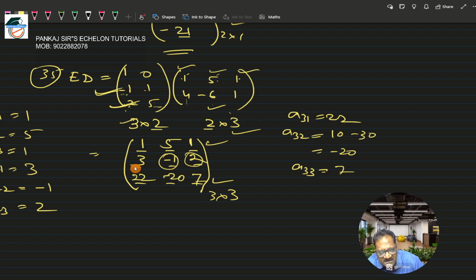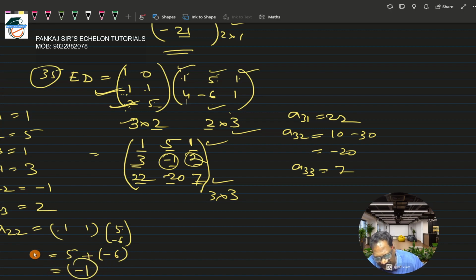Now what is this position? It is second row, second column. So A22 we'll have to check. And this is second row, third column. So A23 we'll have to check. Okay, let us redo. A22 will be second row and second column. So second row is 1 1, and second column is 5, minus 6. So 5 into 1 will be 5, plus minus 6 into 1 will be minus 6. So 5 minus 6 is minus 1. I am getting it correct. So the 35th one is minus 1.